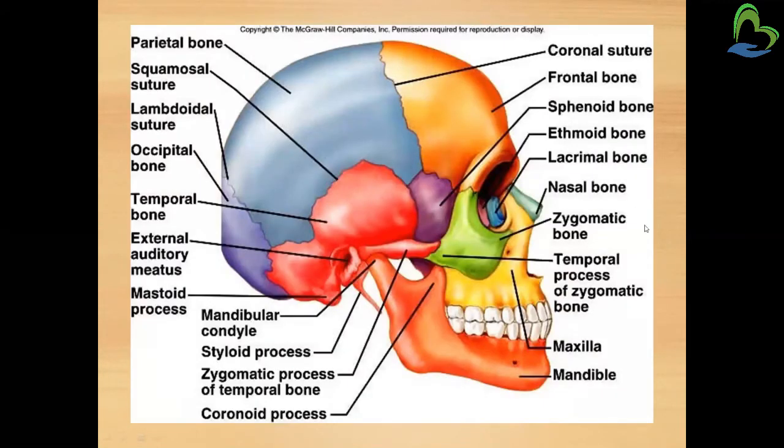So here in the picture, there are different bones of the skull. This is the parietal bone, right? Then the occipital bone, then the temporal bone, then the coronoid process is here, then the zygomatic process of the temporal bone, then the frontal bone, then the sphenoid bone, then the ethmoid, then the nasal bone, then the zygomatic bone, and the maxilla and the mandible. So this is the structure of the skull.